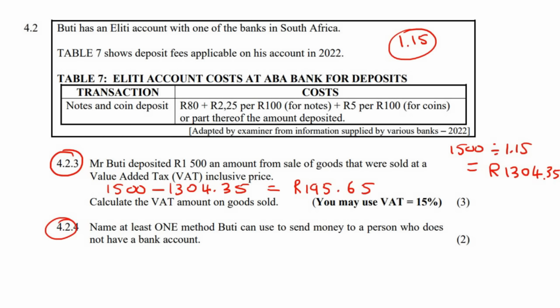Next question says, name at least one method Booty can use to send money to a person who does not have a bank account. Okay, well he could use a cash send. Or you could use e-wallet, for example.